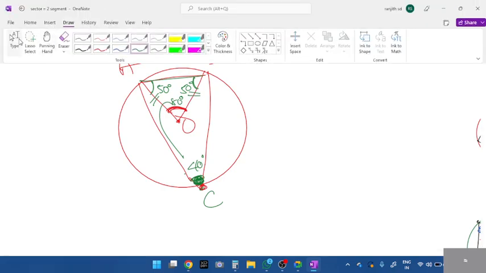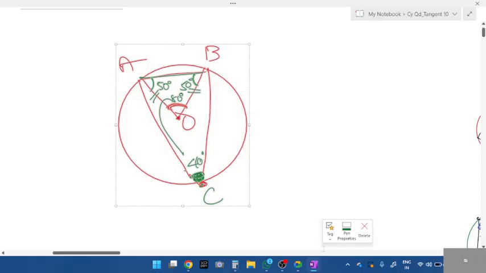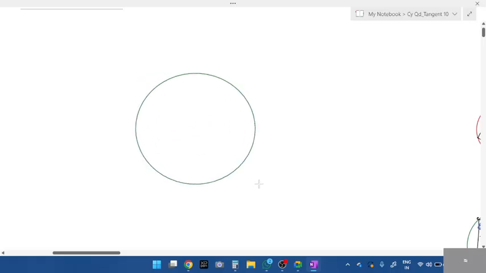Okay, cyclic quadrilateral, I think all the concepts are covered. Next, tangent. When it comes to tangent, the first concept is that a tangent is just a line.